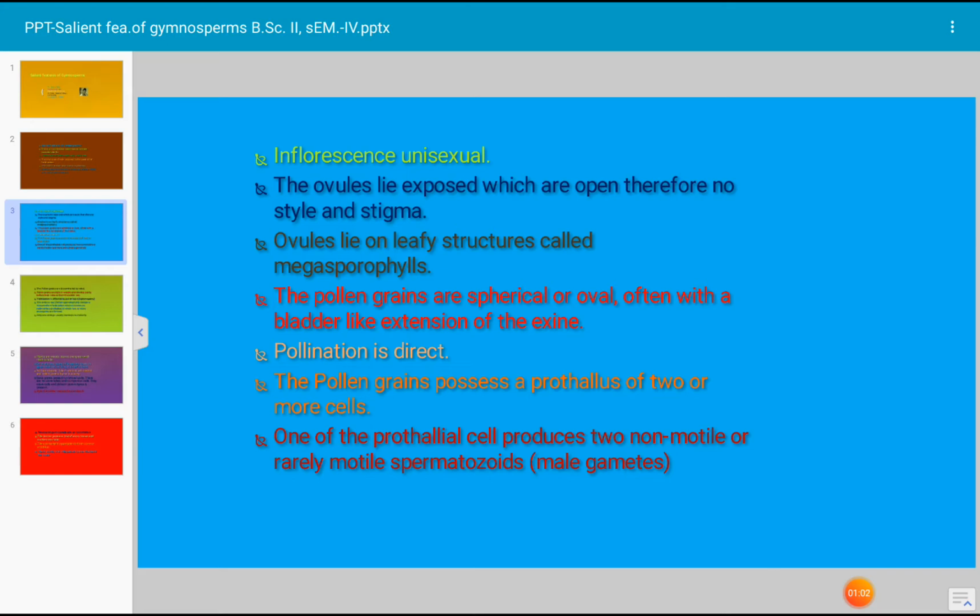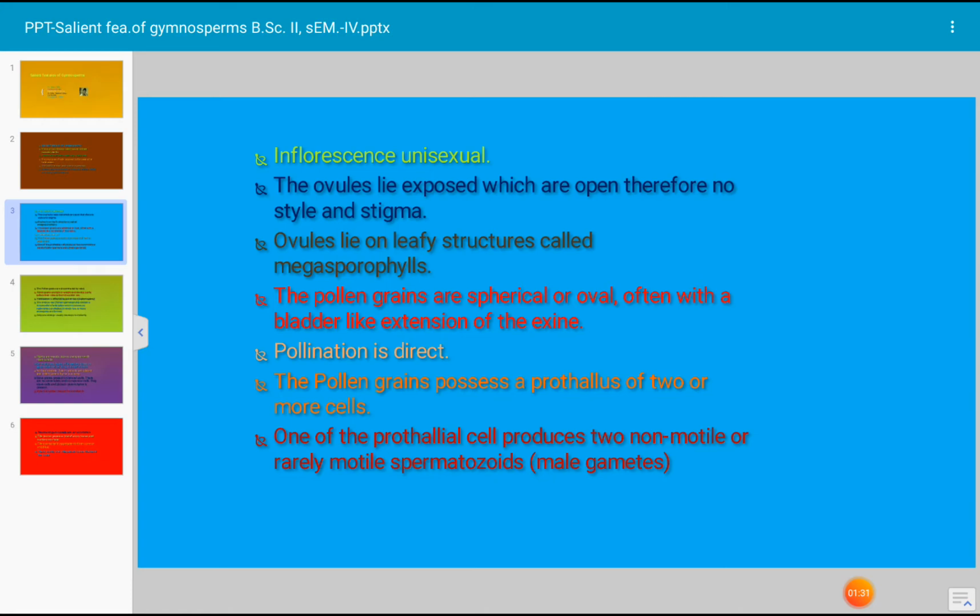The ovules lie exposed, which are open, therefore no style and stigma. Style and stigma are absent. Ovules lie on leafy structures which are called megasporophylls. The pollen grains are spherical or oval, often with a bladder-like extension of the exine.